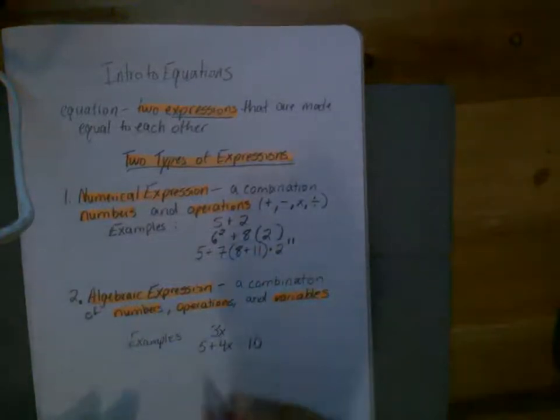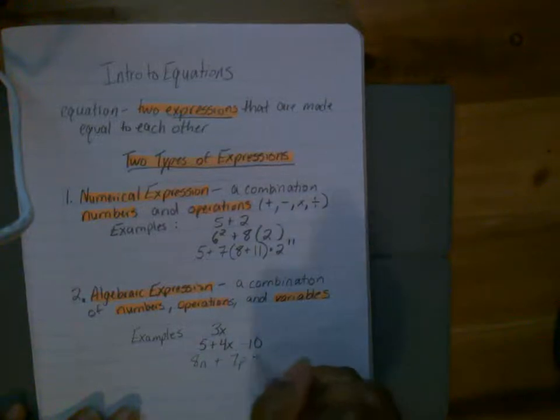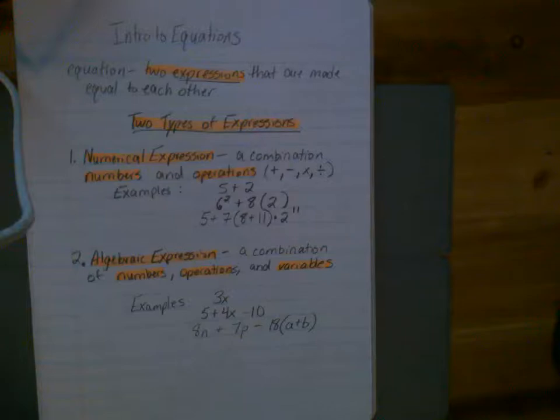And of course, it can be a little longer than that. 8n plus 7p minus 18 times (a plus b). Okay, it can be a lot longer. These are all examples of algebraic expressions because they have variables. Numbers, operations, and variables. The only thing that's different from a numerical expression and an algebraic expression is that an algebraic expression has variables. Any questions?